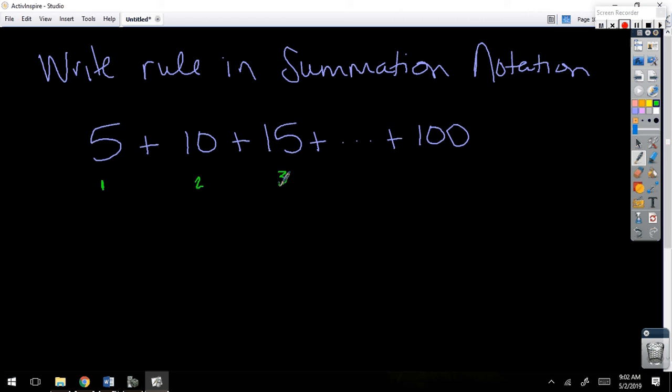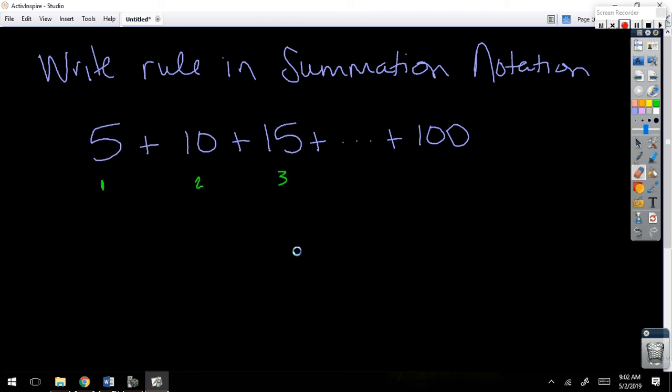Times by n, n times 5. That's right. 5n or 5i, whatever variable you're choosing to use. All right, so we know that the rule is 5i. We'll call it i since that's what we said we were going to start with. Let me move this down.